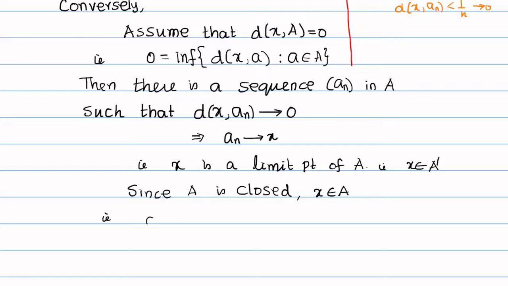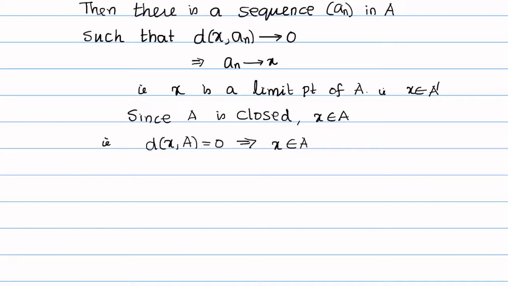That is, what have I proved? Distance between x comma capital A equal to 0 implies that x belongs to capital A. Okay. Hence, this is the result: the distance between x comma capital A is equal to 0 if and only if x belongs to capital A.